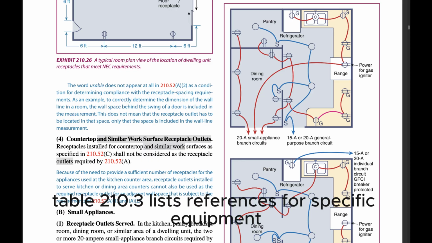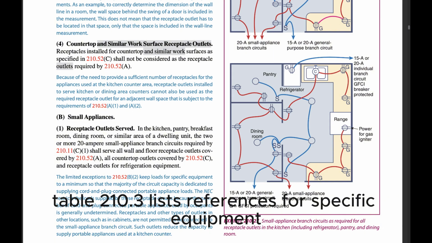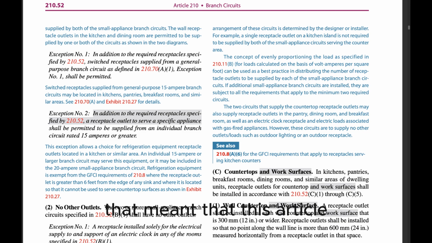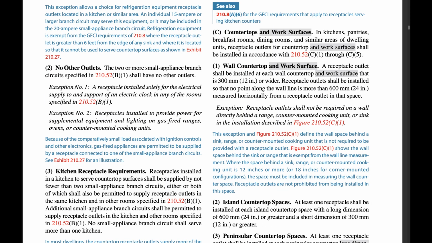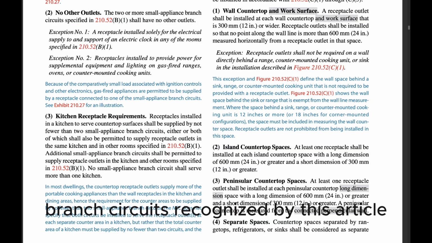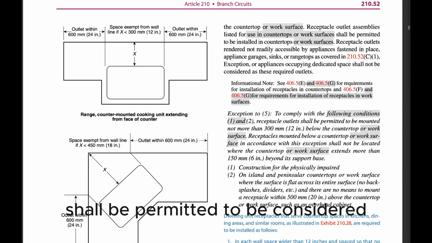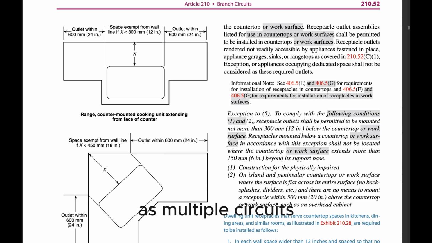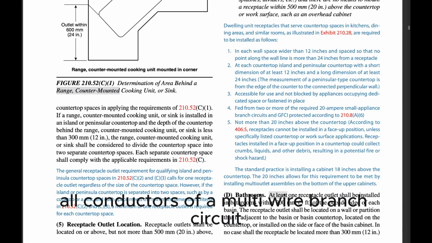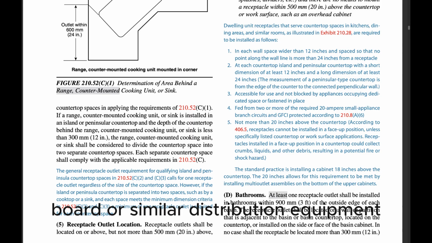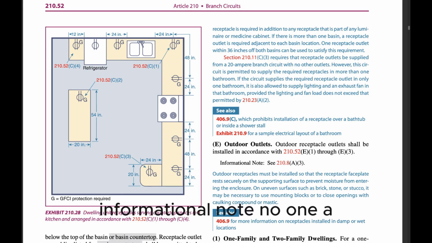Table 210.3 lists references for specific equipment and applications not located in Chapters 5, 6, and 7 that amend or supplement the requirements of this article. Multi-wire branch circuits. General branch circuits recognized by this article shall be permitted as multi-wire circuits. A multi-wire circuit shall be permitted to be considered as multiple circuits. All conductors of a multi-wire branch circuit shall originate from the same panelboard or similar distribution equipment.